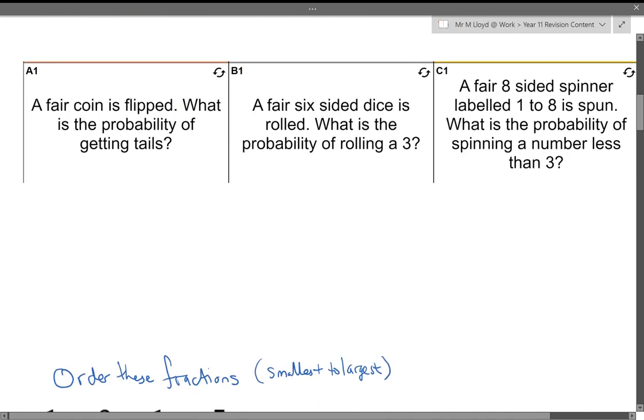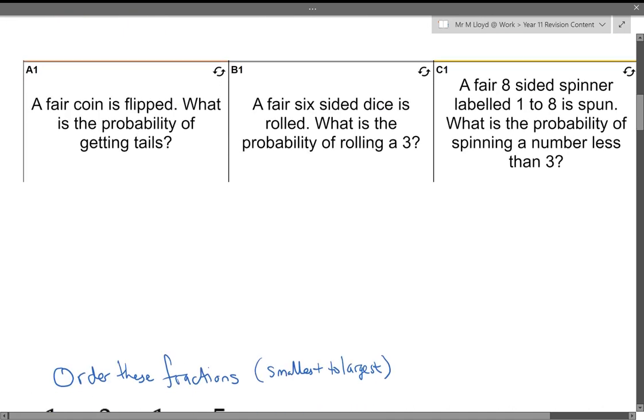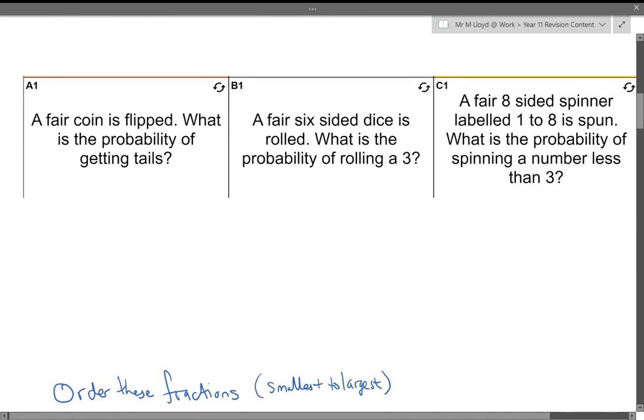Okay, here's a bit of a probability question. This does come up quite a bit. A fair coin is flipped. What is the probability of getting a tails? Well, we always put our success over our number of outcomes. There's only one tail on a coin. How many outcomes are there? There are 2, heads and tails, so it's 1 over 2.